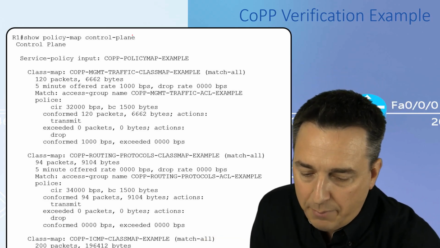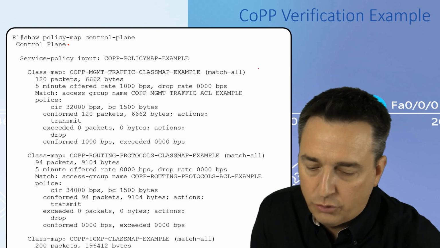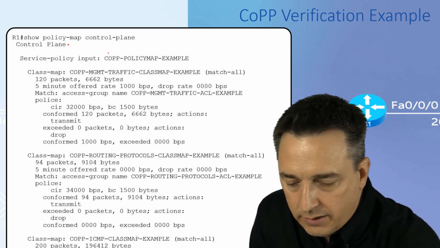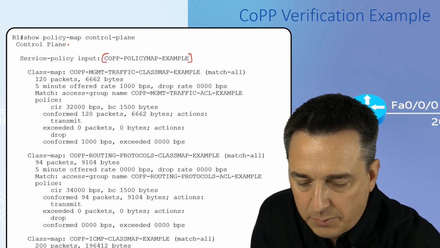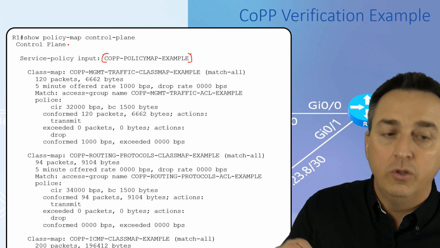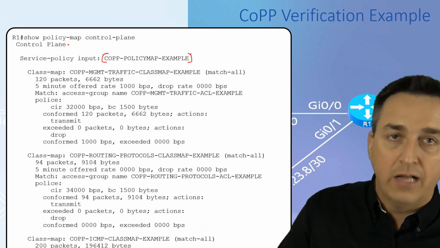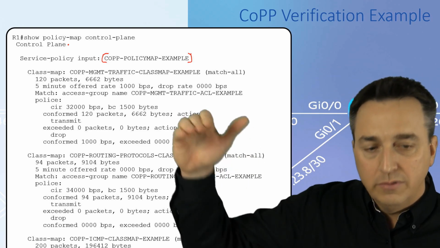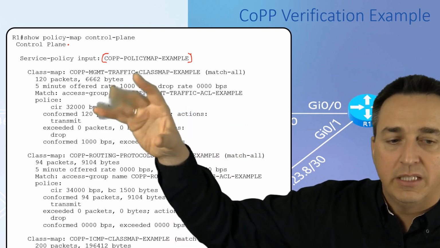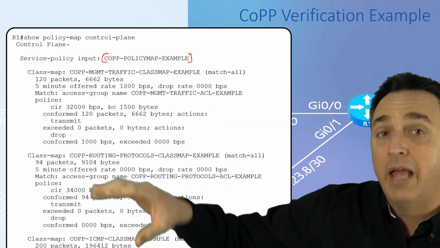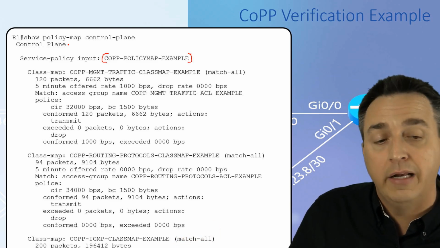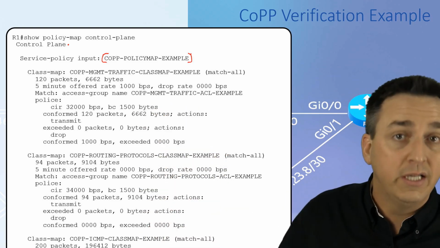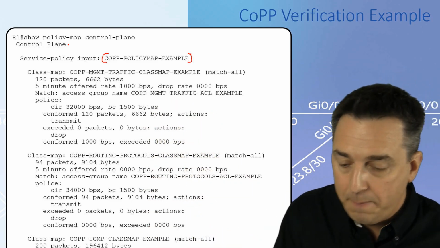So, show policy map control plane. It's applied to the control plane. This is the service policy that has been applied, meaning that you will want to double check, is that actually the right policy map that was created? Now, down here, you can see the policy map is kind of laid out for you exactly how you created it, which is nice. But you also have your statistics in here. That's why we're looking at it this way.